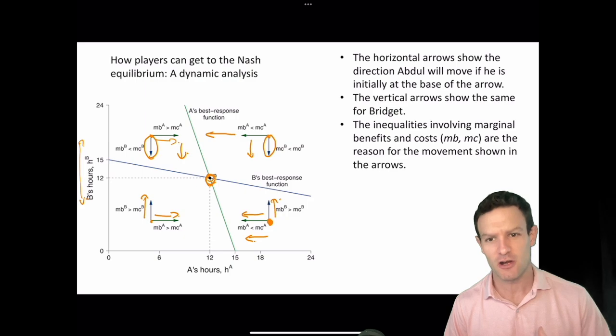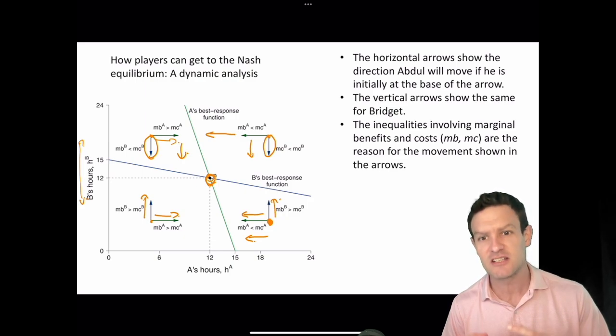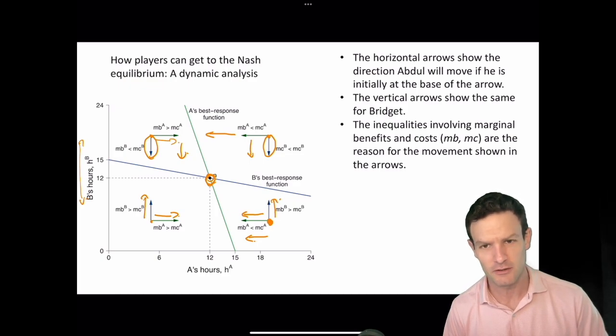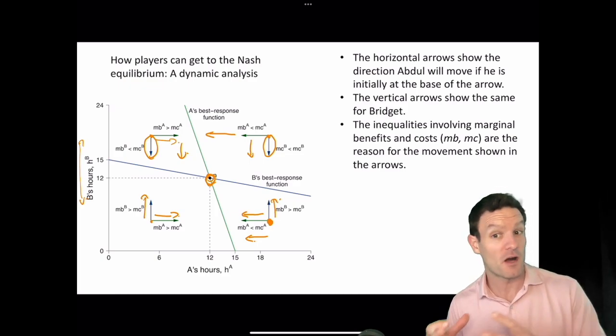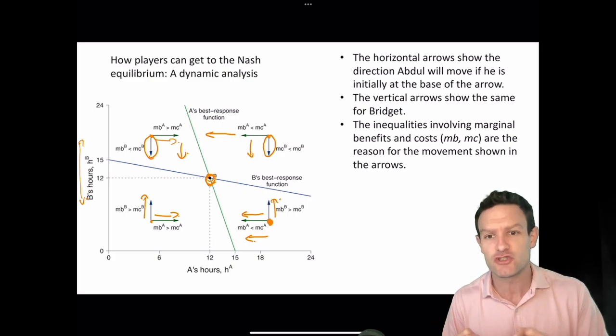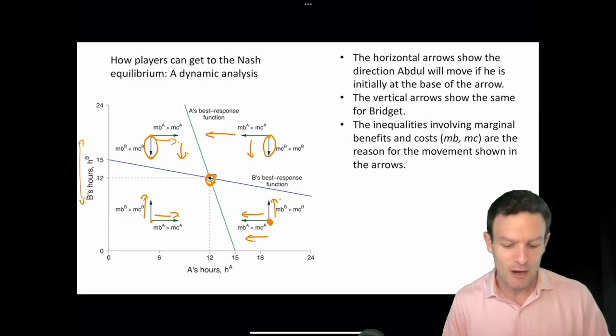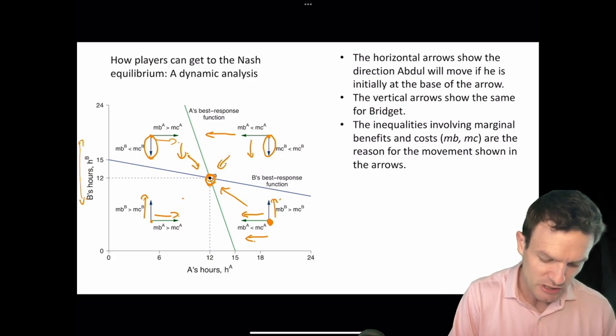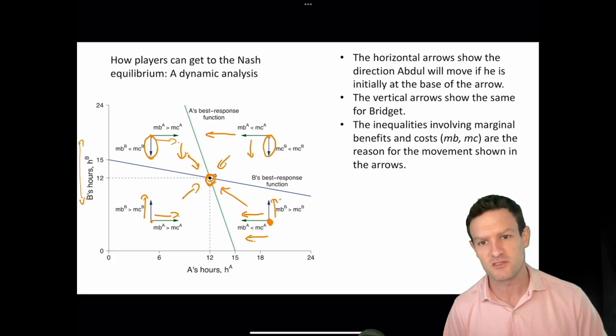But the arrows are showing us general ideas of these calculations for each of them in the different areas of the figure. And so we're seeing how marginal benefits and marginal cost, that marginal analysis, is leading us to some dynamics that tell us how we will get to and end up at the Nash equilibrium from different points of our figure.